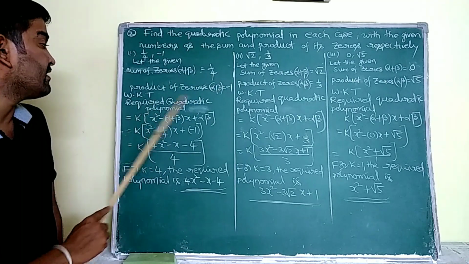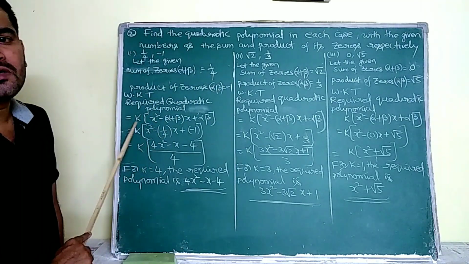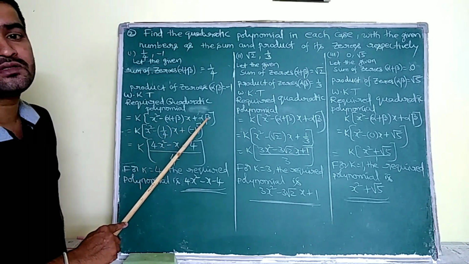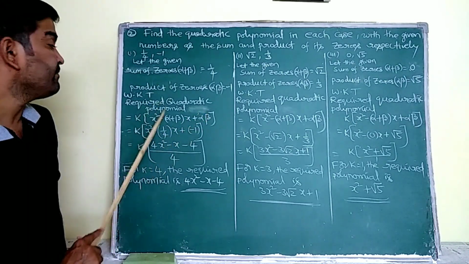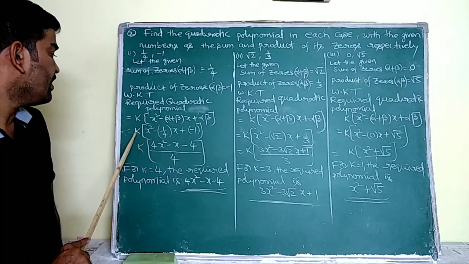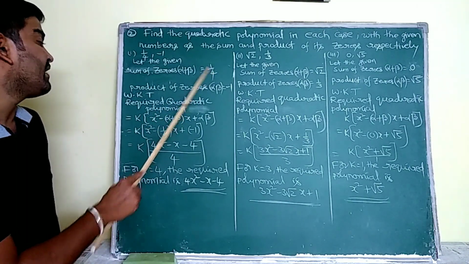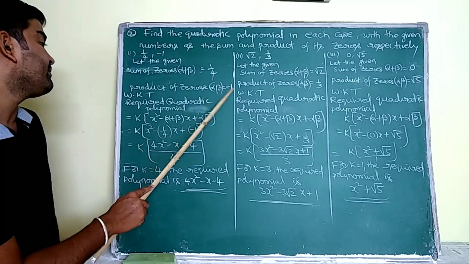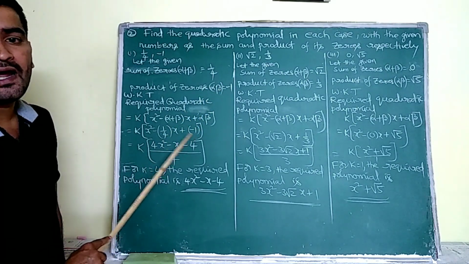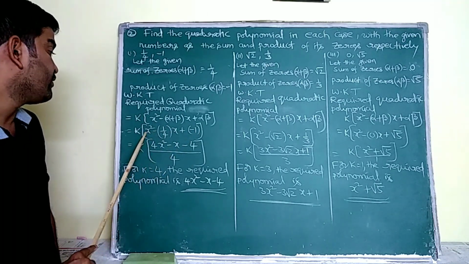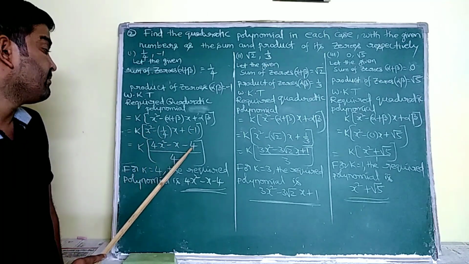We know that the required quadratic polynomial is k into x square minus sum of the zeros into x plus product of zeros. This is the formula. You have to remember it. Now, k into x square minus, in the place of alpha plus beta I have 1 by 4, and in the place of alpha beta I have minus 1. I am going to take out the LCM. Here the LCM is 4. So 4x square minus x minus 4.